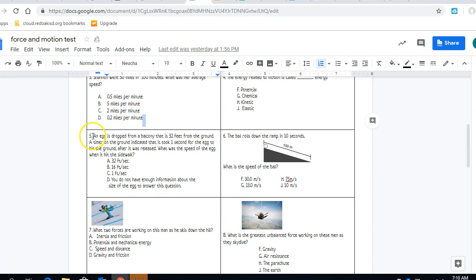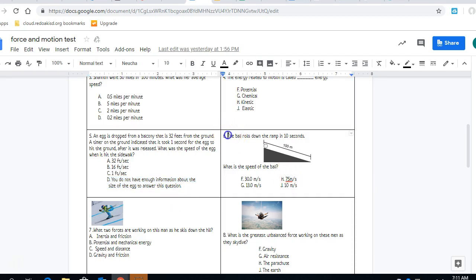Question number 5. An egg is dropped from a balcony that is 32 feet from the ground. A timer on the ground indicated that it took 1 second for the egg to hit the ground after it was released. What was the speed of the egg when it hit the sidewalk? Is it A, 32 feet per second, B, 16 feet per second, C, 1 foot per second, or D, you did not have enough information about the size of the egg to answer this question?